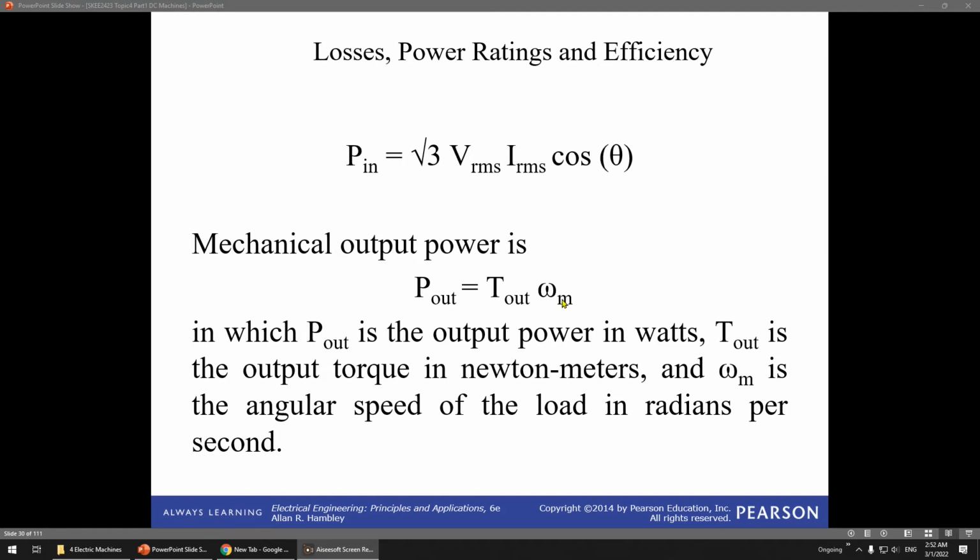So mechanical output power P is equal to T, torque, multiplied by angular speed. I think you already learned about this in physics. P out is equal to T out Wm, the angular speed and the torque. So this is the P in, this is the P out.